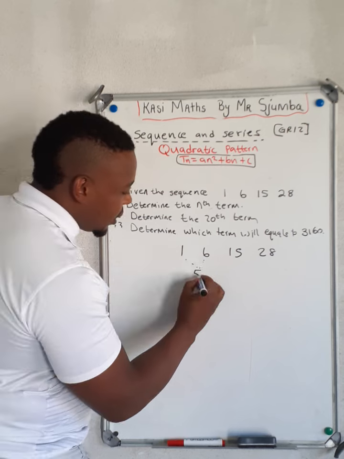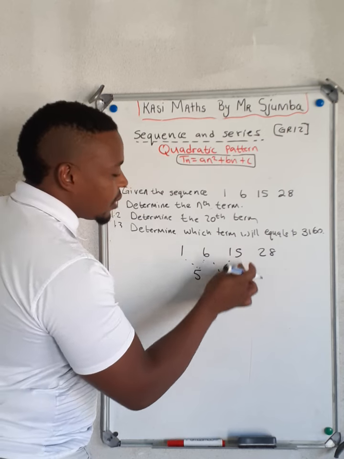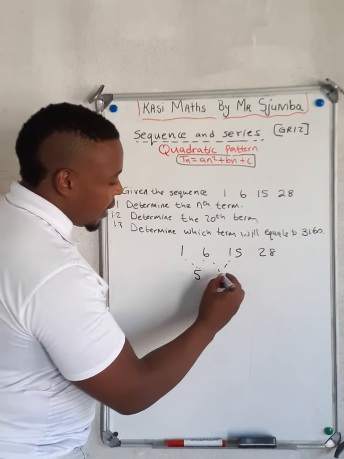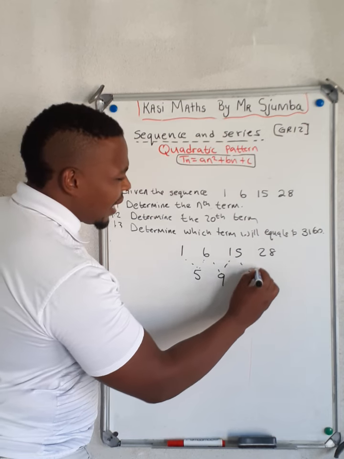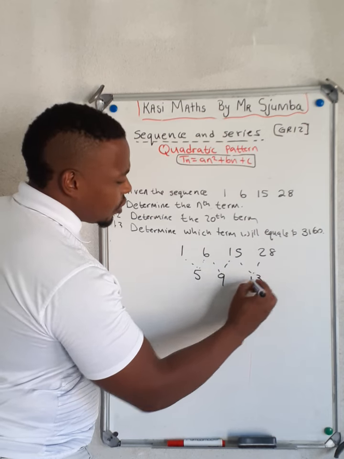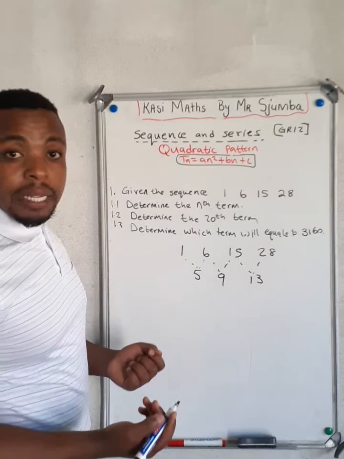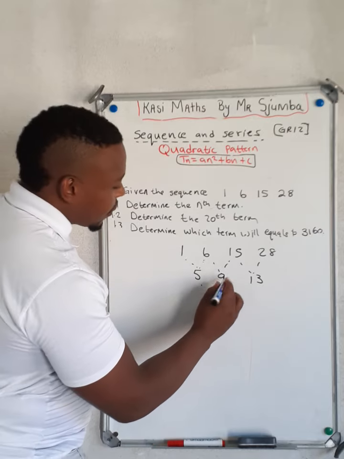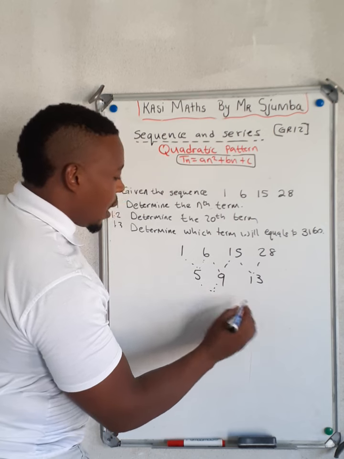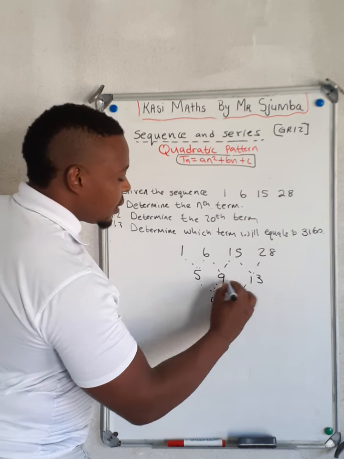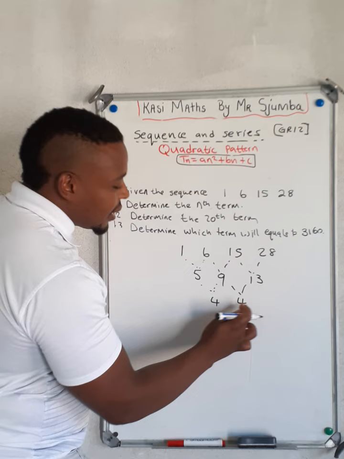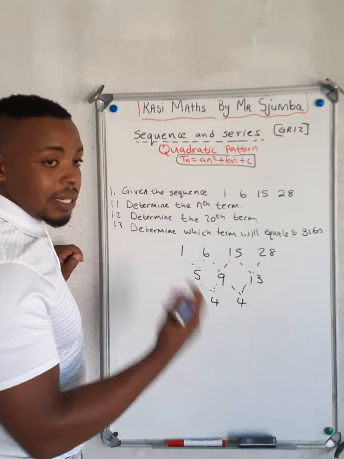6 minus 1 is 5. The difference here, 15 minus 6, is 9. 28 minus 15 is 13. So this is the first difference and it's not common. So 9 minus 5 is 4. 13 minus 9 is 4. So the second difference is the same, it is common.